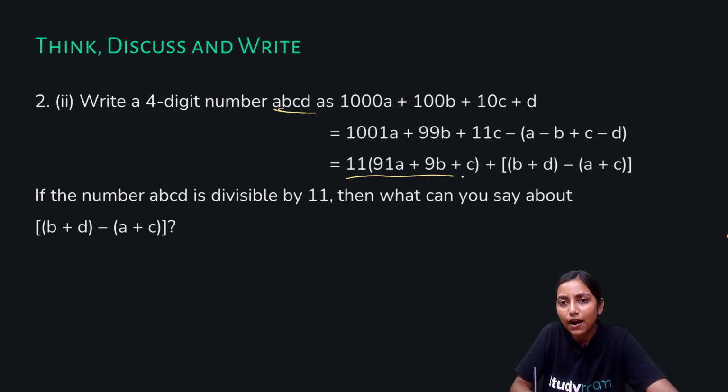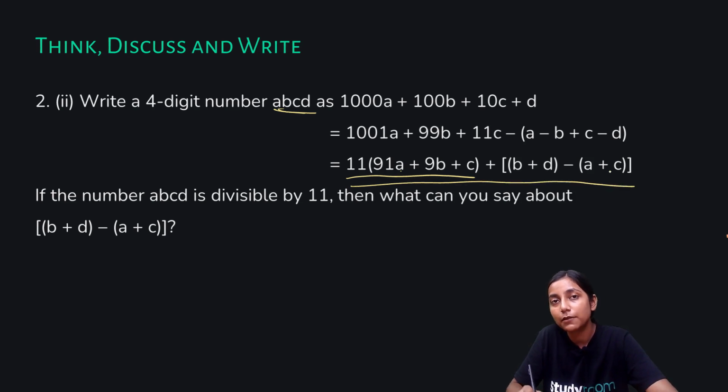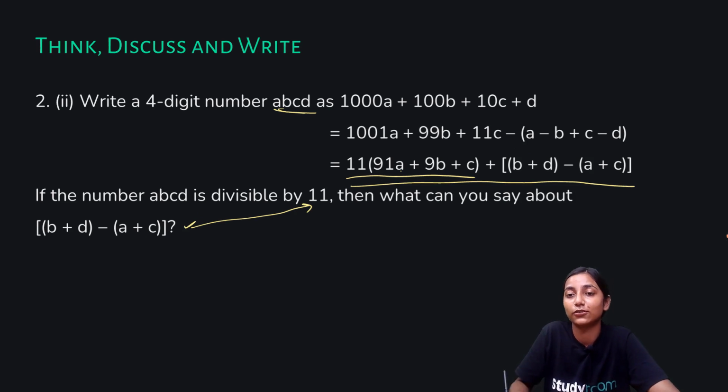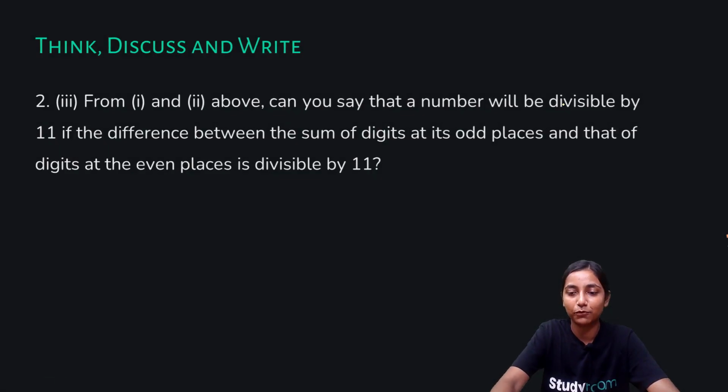So this part is going to be divisible by 11 any time, always, no matter what the values of A, B and C are. But for this whole value to be divisible by 11, this also has to be divisible by 11. Therefore, what can you say about this value, B plus D minus A plus C? This has to be divisible by 11 also, just like the previous one.